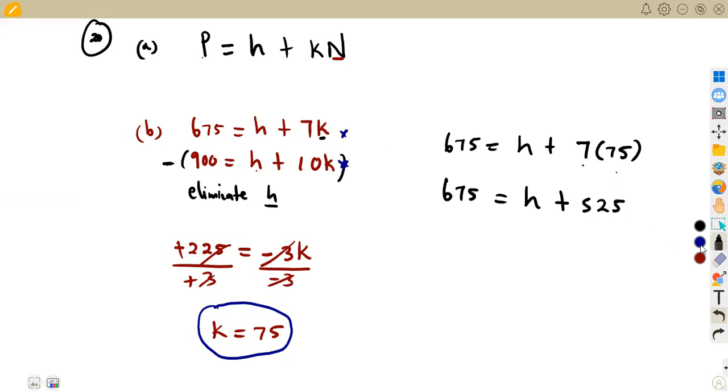This is paper 2, so you can just use your calculator, and directly transpose 525 to the other side. It's going to be a negative. So we are going to have 675 minus 525, which is equal to H.